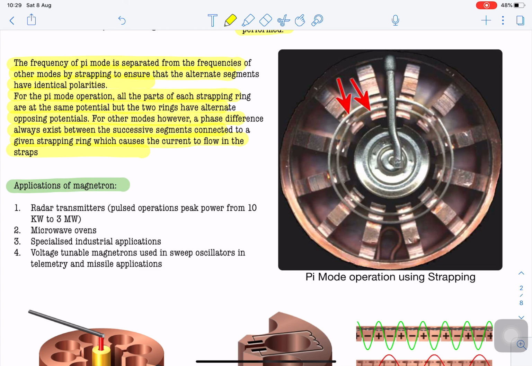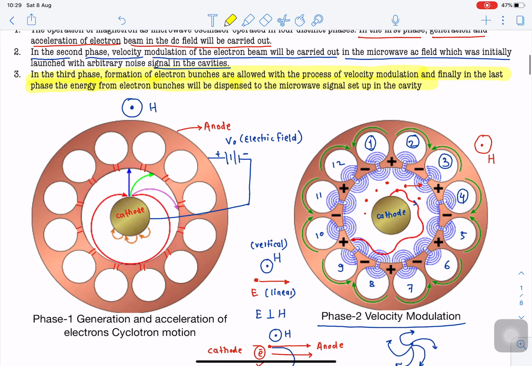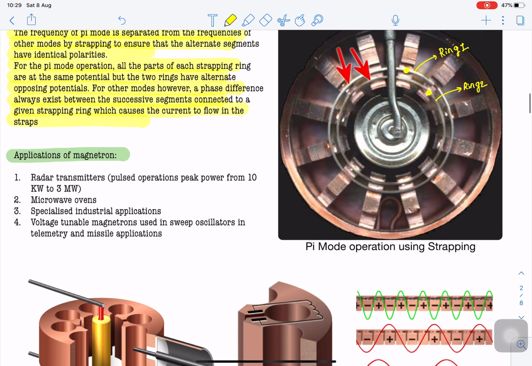So here I will draw. There are two rings shown over here, ring 1 and the inner ring 2. These rings are connected alternately to the cavities. For example, ring 1 is connected over here, ring 2 is connected over here. Similarly ring 3, cavity 3. So here I should name the cavities also.